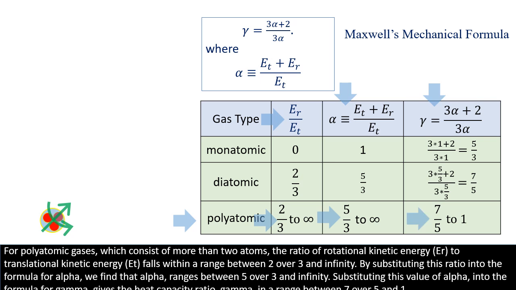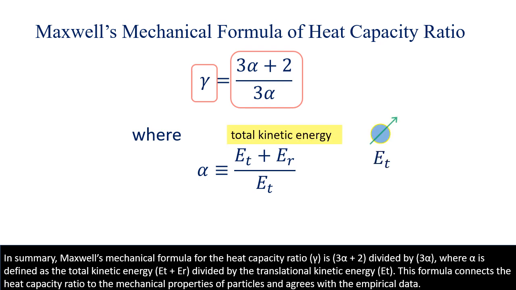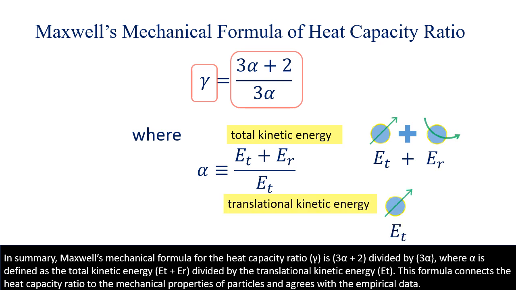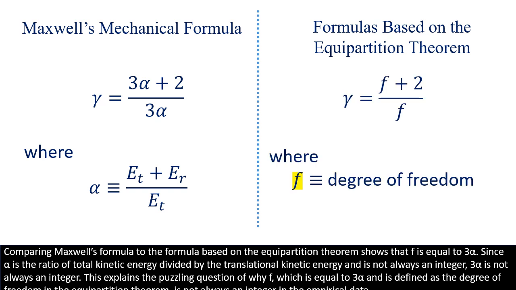In summary, Maxwell's mechanical formula for the heat capacity ratio, gamma, is 3 alpha plus 2, divided by 3 alpha, where alpha is defined as the total kinetic energy, ET plus ER, divided by the translational kinetic energy, ET. This formula connects the heat capacity ratio to the mechanical properties of particles and agrees with the empirical data. Comparing Maxwell's formula to the formula based on the equipartition theorem shows that F is equal to 3 alpha.